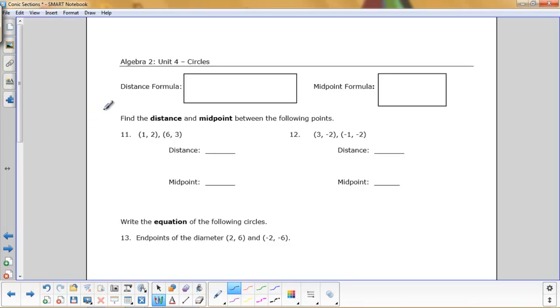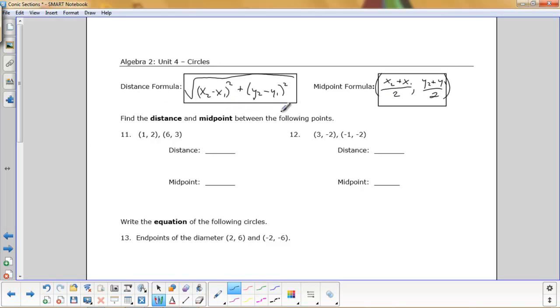That's the distance formula, and that's going to be, for those of you who don't have it memorized, a derivative of the Pythagorean theorem, x2 minus x1 squared plus y2 minus y1 squared. You're going to take the square root of that entire quantity. Also, another strategy to find your center point is going to be the midpoint formula, which is simply the average of your x values and the average of your y values, written as an ordered pair.